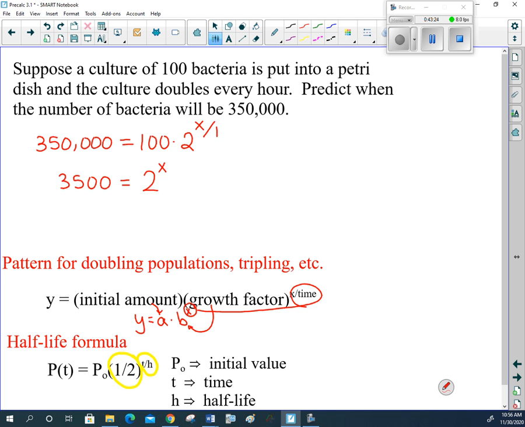So we can do this 2 ways. You can type it in your graphing calculator. In y1, you can type in 3,500, and in y2, you can type in 2 to the x, and you can see where they cross, and that'll be the x you're looking for. So you're looking for the intersect. Or you could just do a little bit of guessing and checking if you wanted.